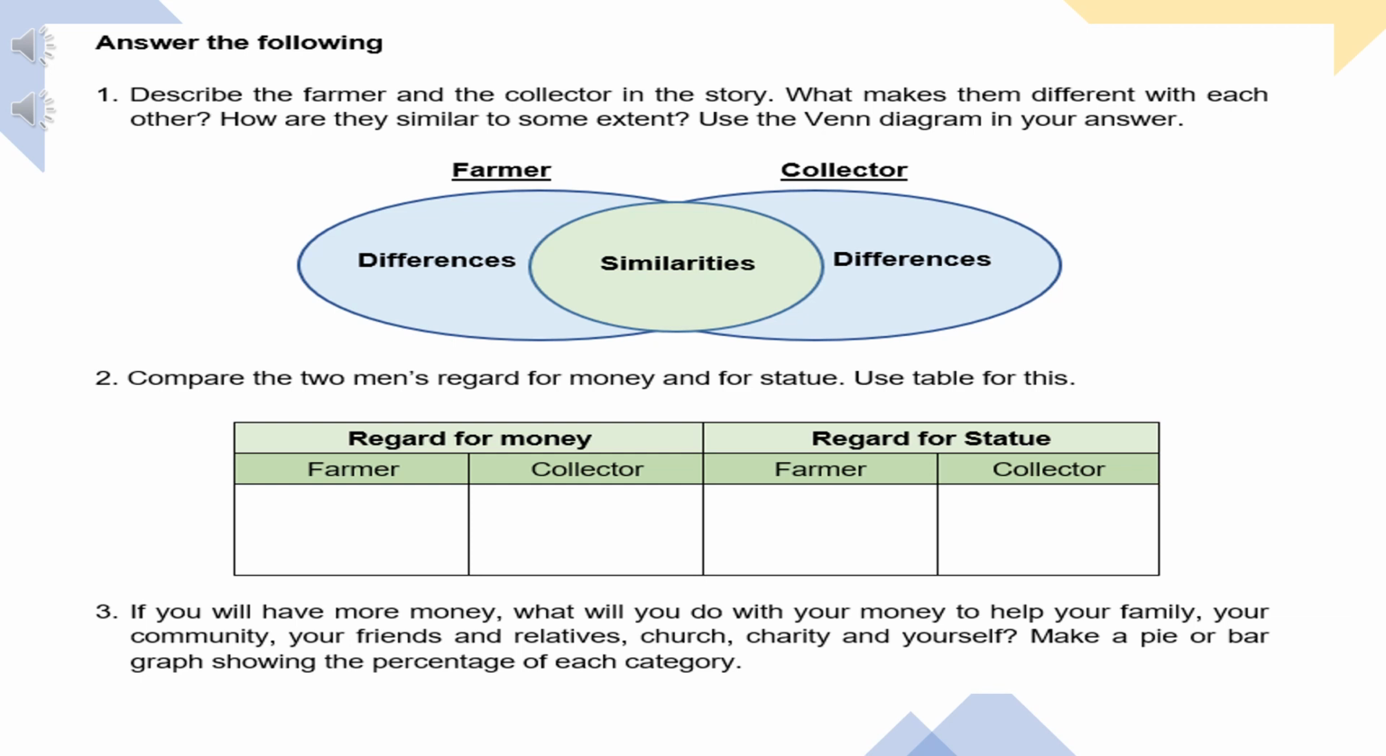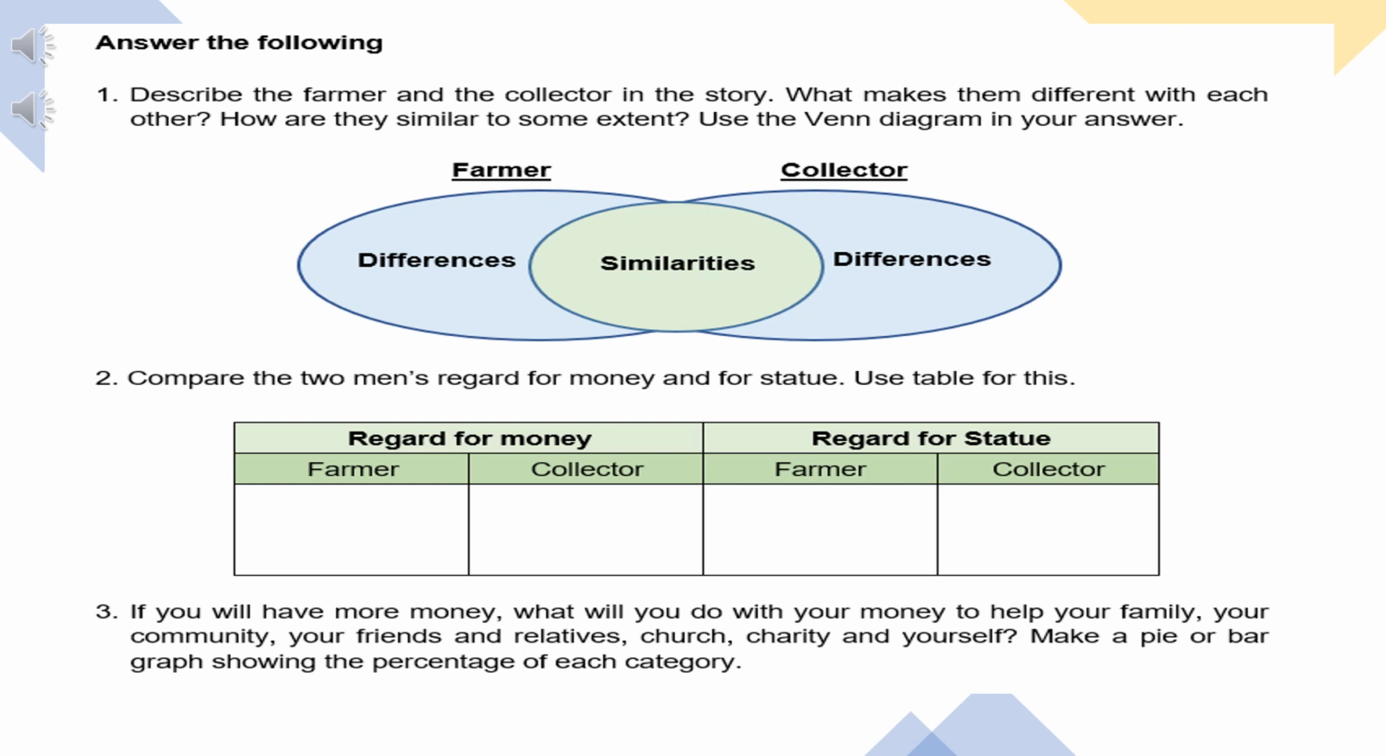Number two, compare the two men's regard for money and for statue. Use the table for this. So let's talk about the regard for money and regard for statue of the farmer and collector. Regard for money, the farmer admires money and for him, money is happiness. The collector does not value money much. So let's have the regard for statue. The farmer values money more than the marble statue, while the collector admires things like the marble statue and it gives him happiness. So that will be for number two.